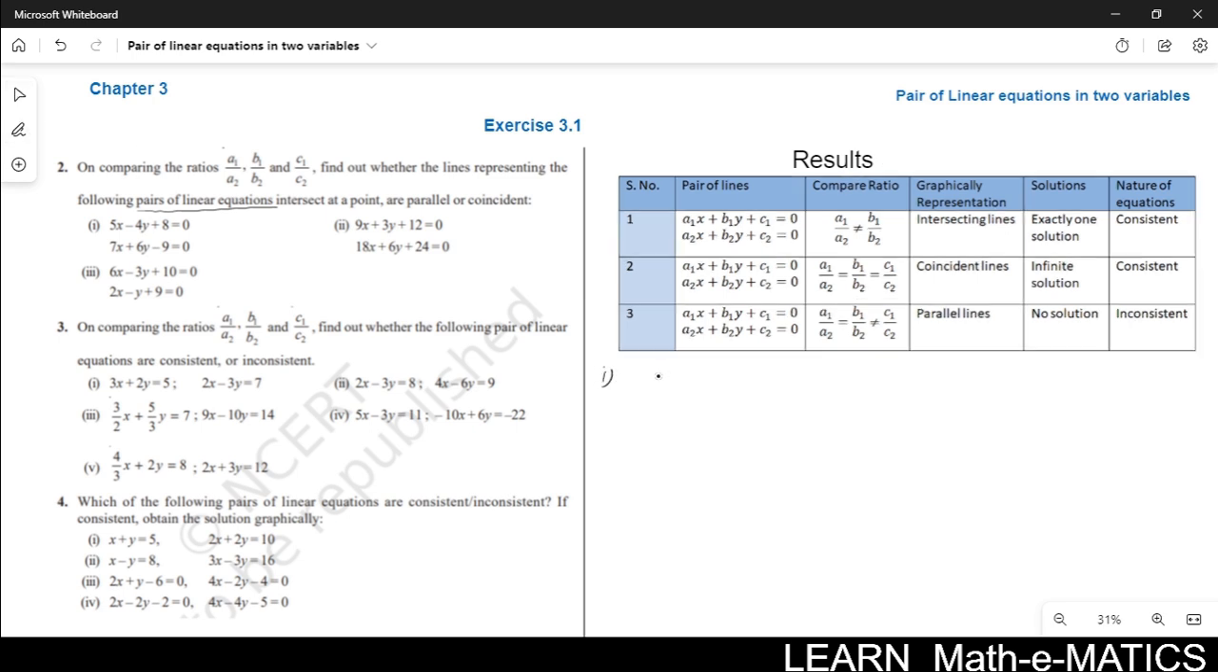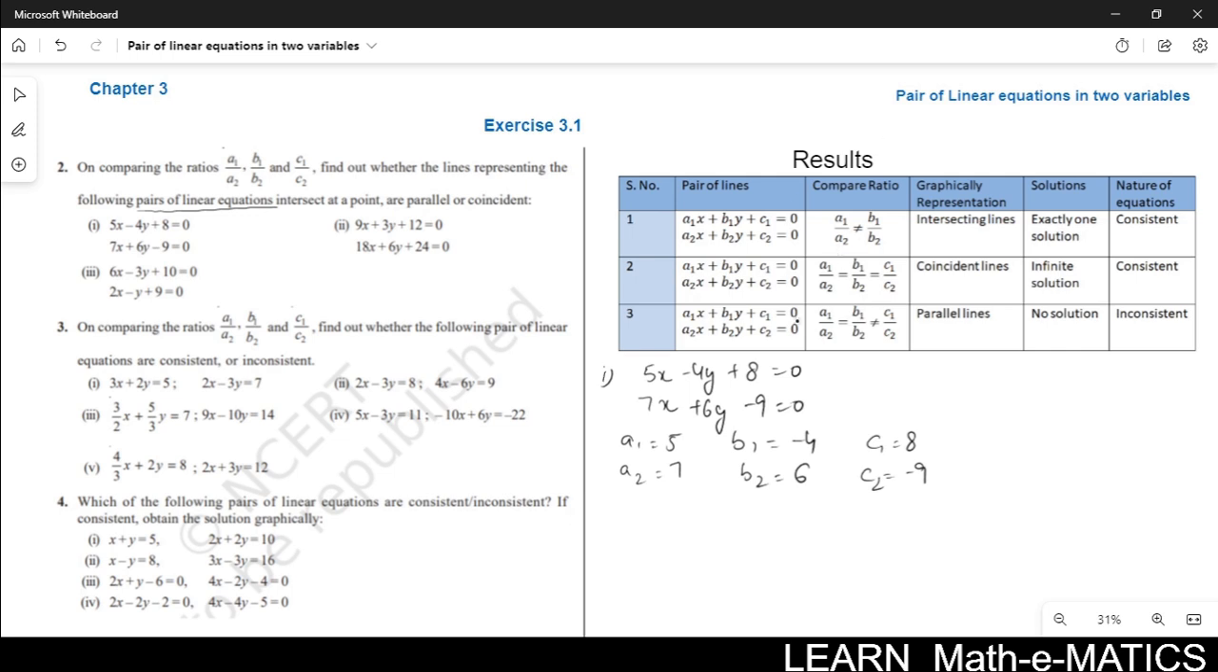So the first part is 5x minus 4y plus 8 is equal to 0, and 7x plus 6y minus 9 is equal to 0. We have to compare this pair of linear equations with the general representation, right? So a1 is 5 and b1 is minus 4. We can't ignore the minus here. c1 is 8. Similarly a2 is 7, b2 is 6 and c2 is minus 9, right?